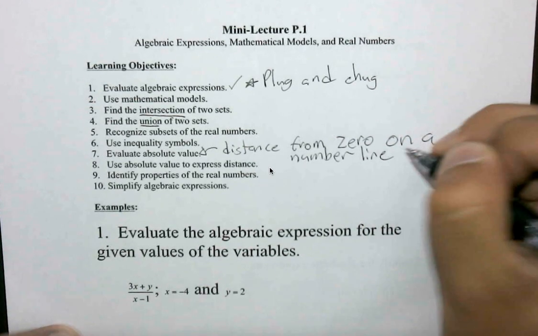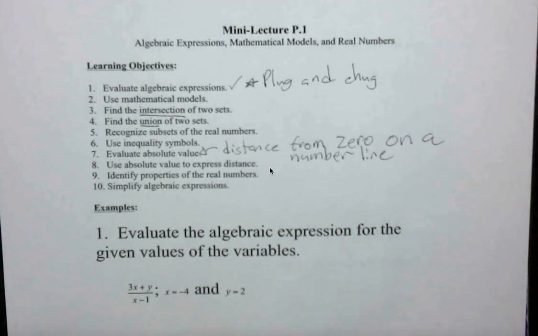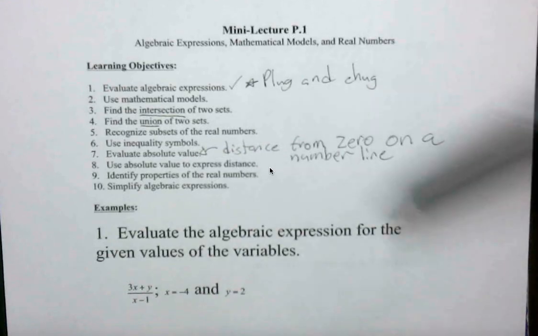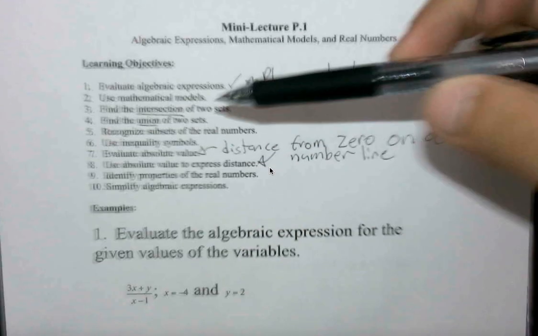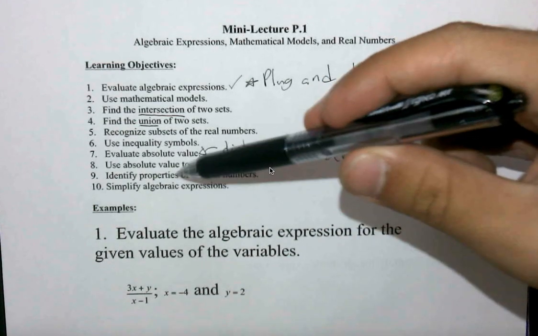So we have that from Algebra 1 and Algebra 2, using absolute value to express distance, which is kind of tying into this definition here, identifying properties of real numbers, and also simplifying algebraic expressions.